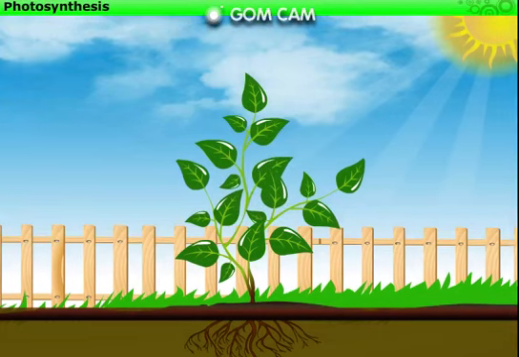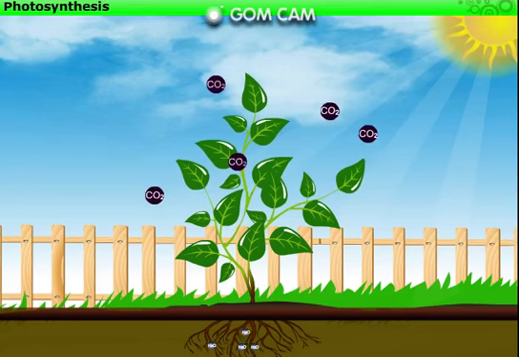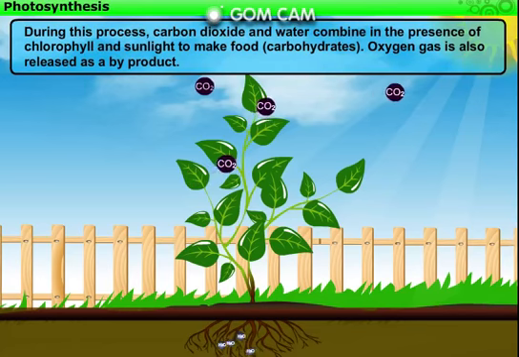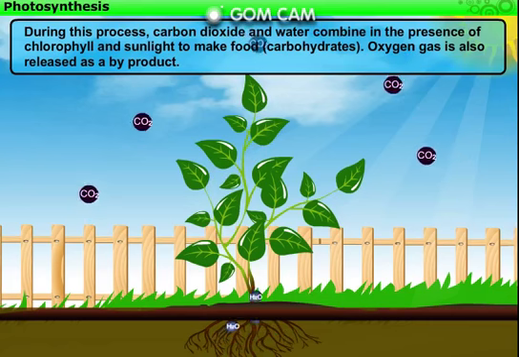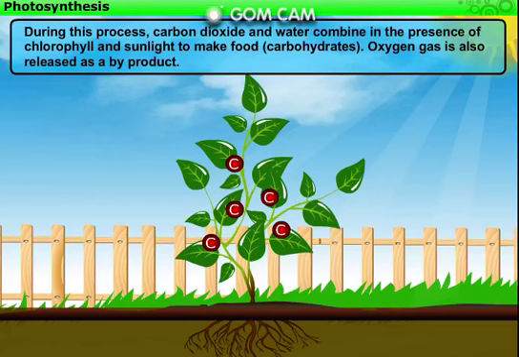Let us study photosynthesis. The process of photosynthesis takes place in the green leaves of a plant. During this process, carbon dioxide and water combine in the presence of chlorophyll and sunlight to make food, that is, carbohydrates. Oxygen gas is also released as a byproduct.